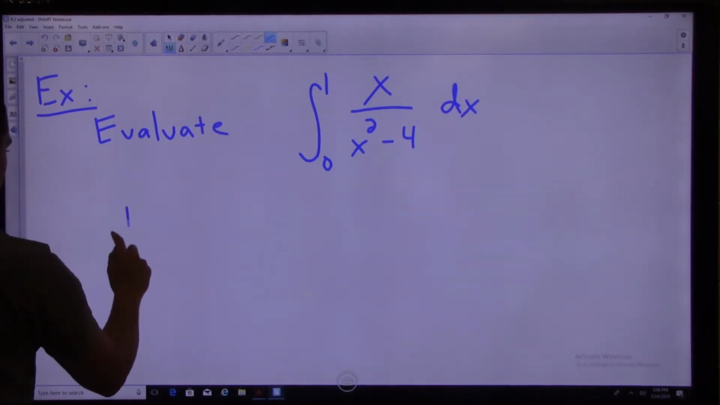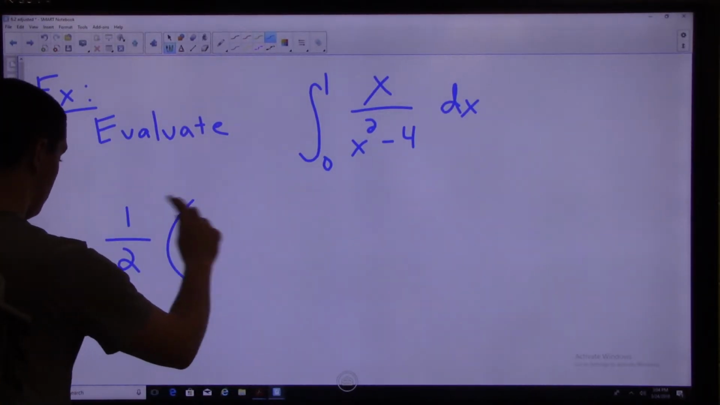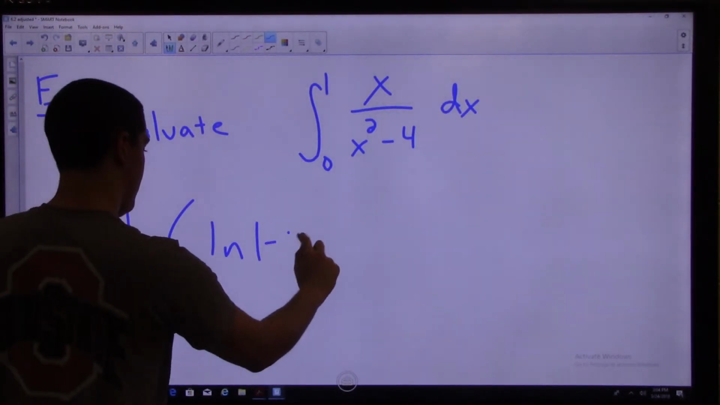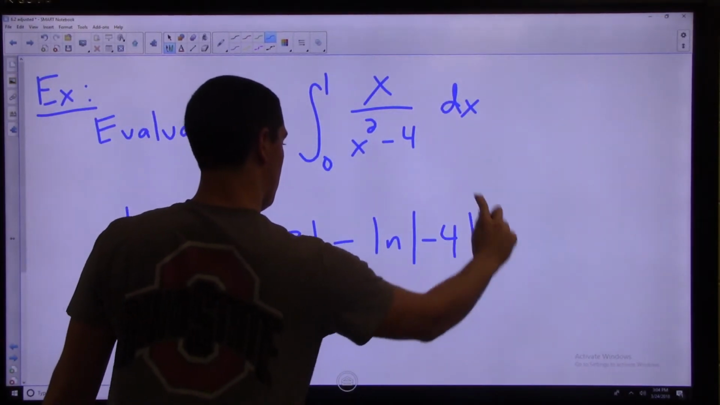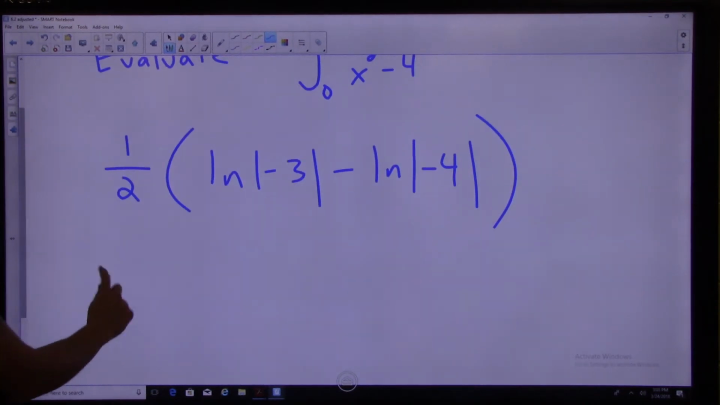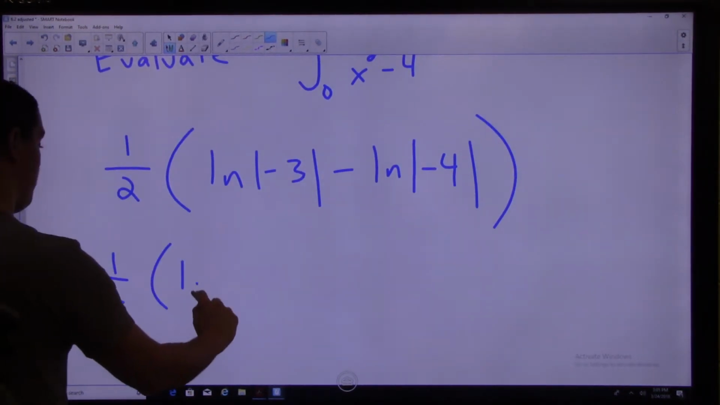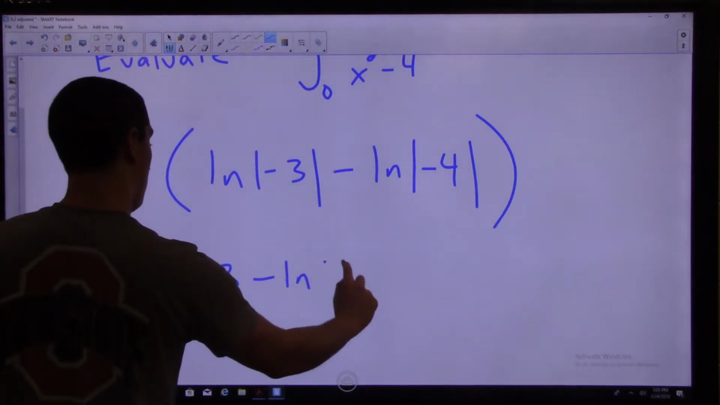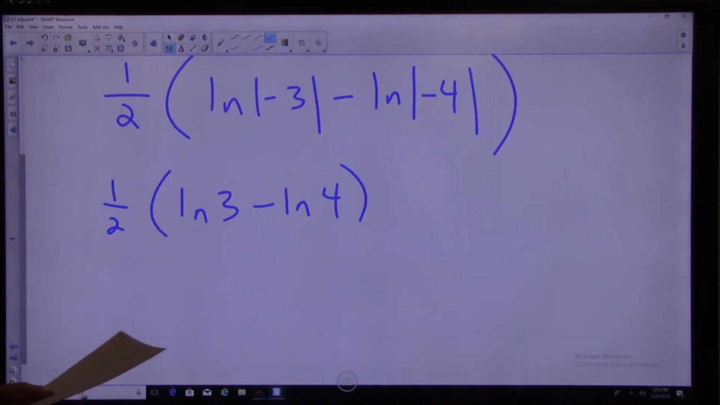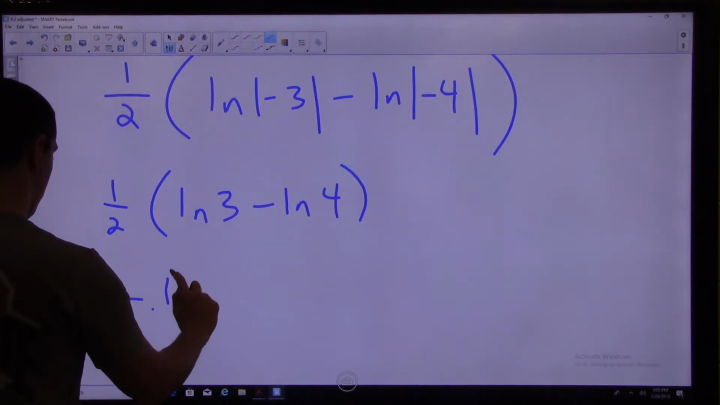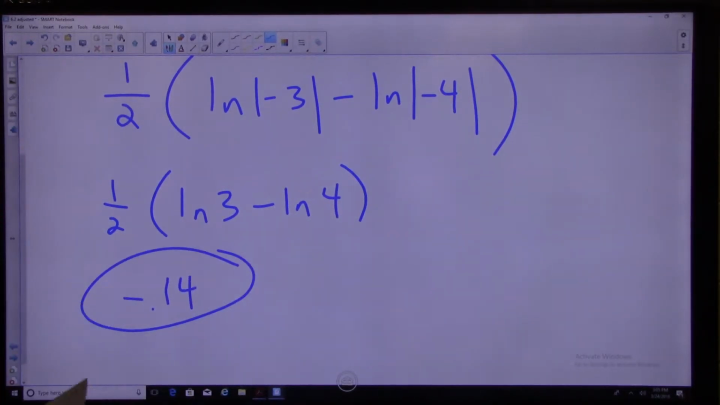The point we were at, we were at 1/2 of ln of 3 minus ln of 4, using the absolute values. And that just becomes a calculator problem. When you type it in all at once, just make sure you do your order of operations correctly. I think you get -0.14 as your answer. That's what I got at least.